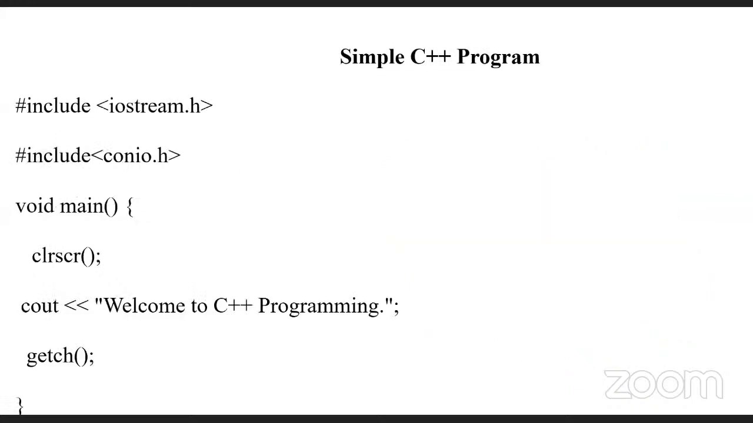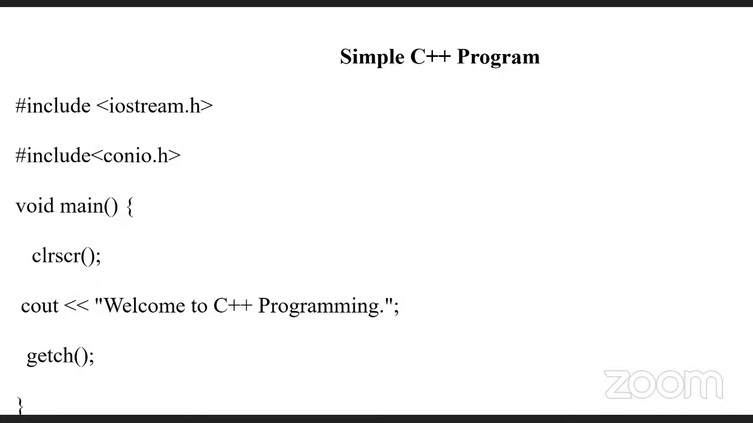Next, here I am going to write some simple programs in C++. Here C++ always starts with iostream.h. IO means input output, stream.h. But in a C program you write stdio, which means standard input output header file. But in C++ I am going to write iostream.h.